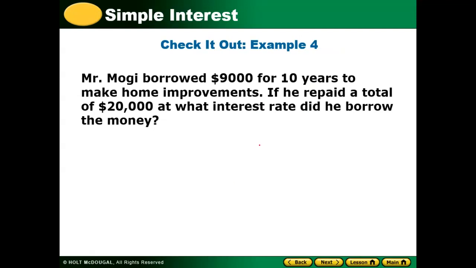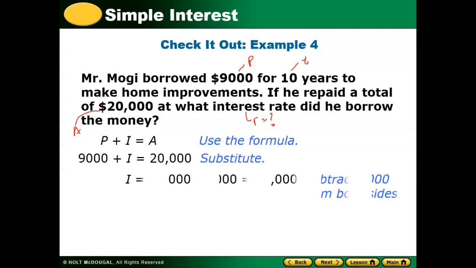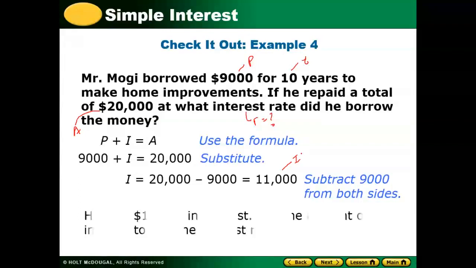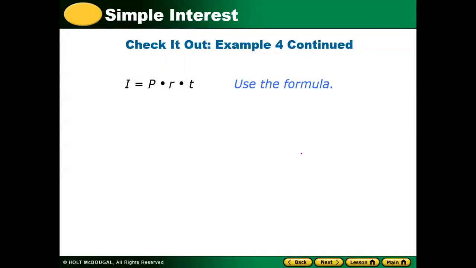So Mr. Mogi borrowed $9,000 for 10 years. So that's the principal, and this is our time, to make home improvements. If he repaid a total of 20,000, so again, that's the amount he repaid, what is the interest rate? Same thing here. What is the rate? We're going to do the same thing. We're going to use our principal and our amount to calculate our interest. So I'm just taking 20,000, subtract 9,000, that gives me 11,000. So that is how much interest this Mr. Mogi paid.